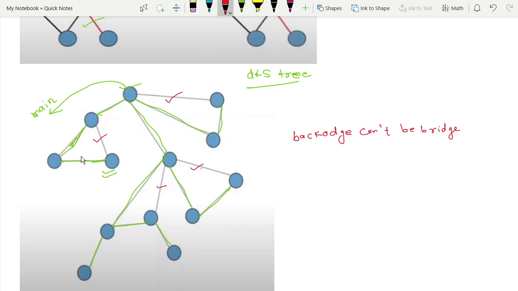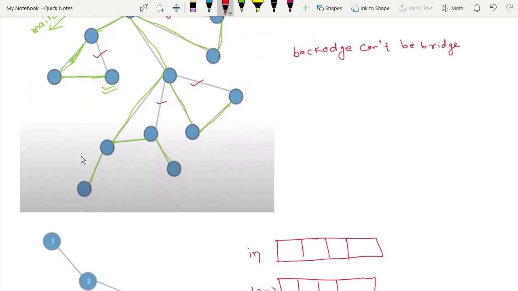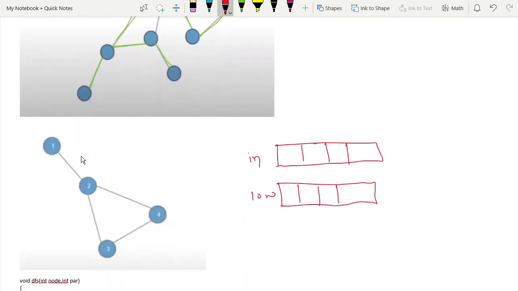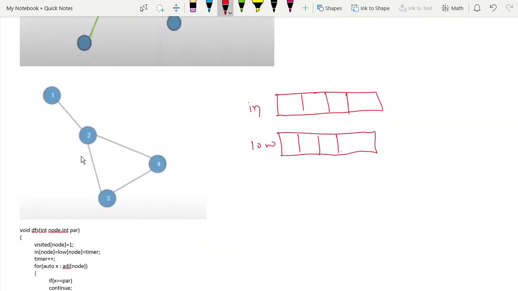this is the DFS tree, and the observation that a back edge cannot be the bridge. These are the two things that we learned. Now, how are we going to find the bridges? For that, we have to carry two vectors in which we will be storing the in time and the low time of any vertices. What are the in time and the low time?